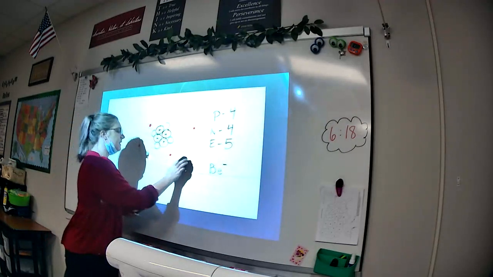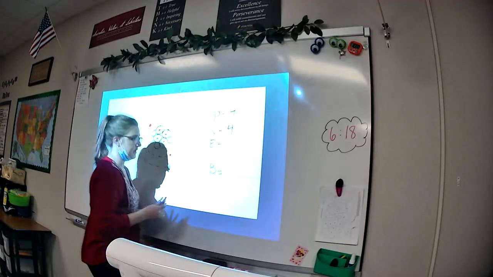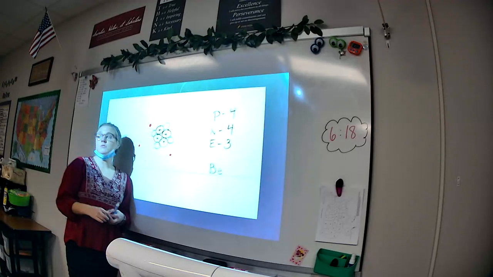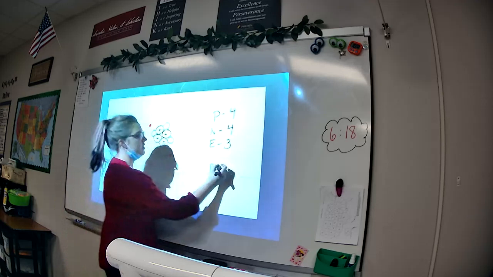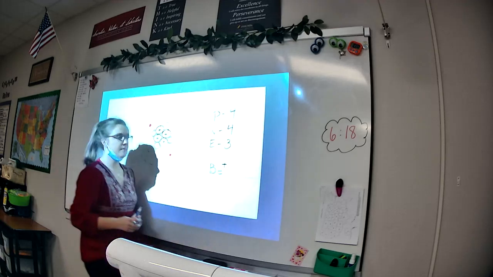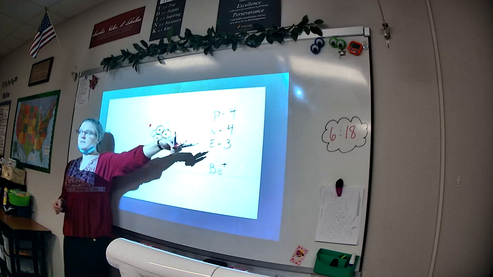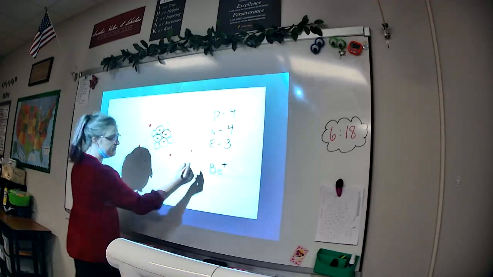Now, what if instead of gaining an electron, it loses an electron? Now it only has 3. What is it called now? An ion with a what charge? Positive charge. Good. Because the positives outweigh the negatives. Make sense? Now, let's say the positives and negatives are equal.